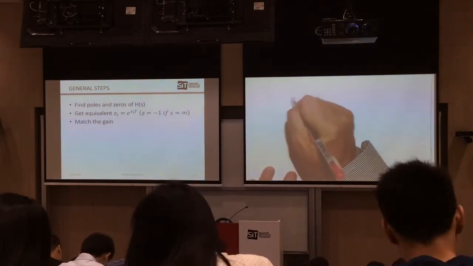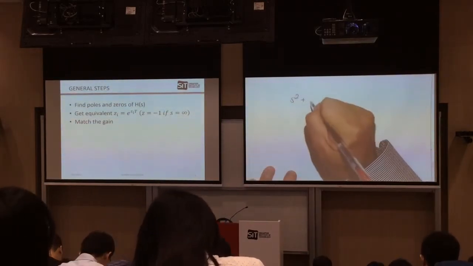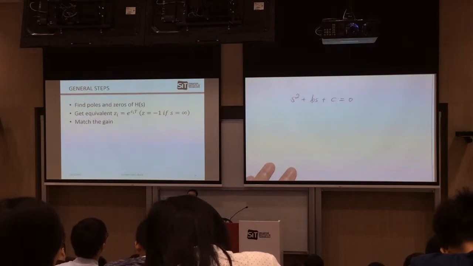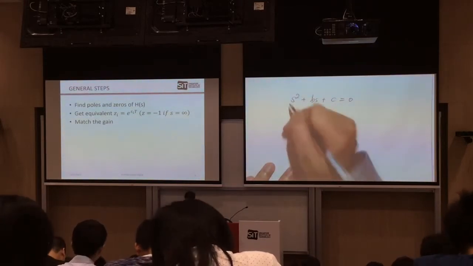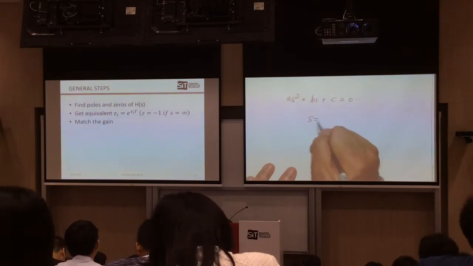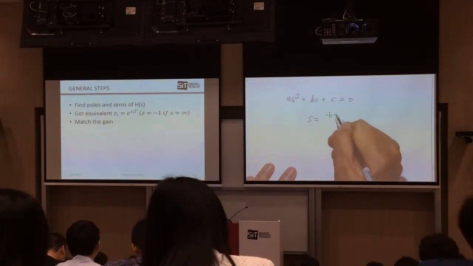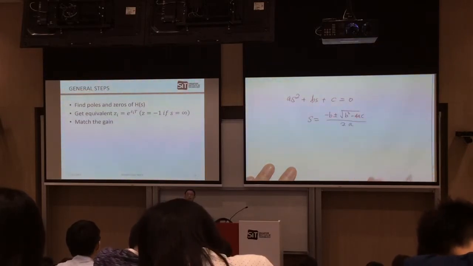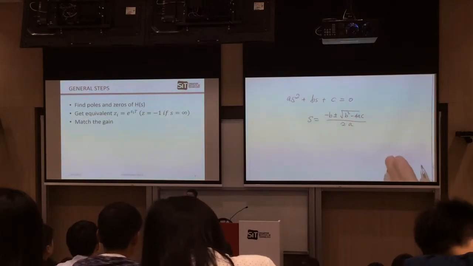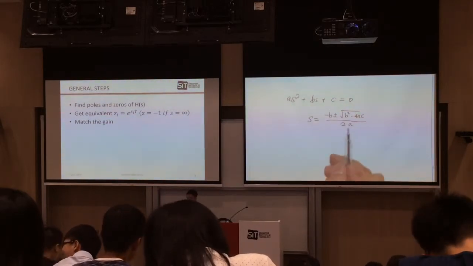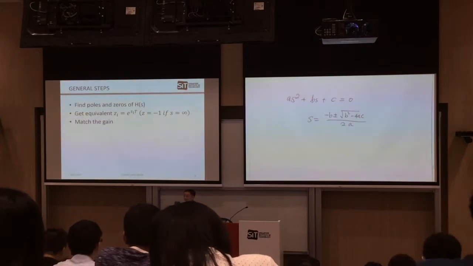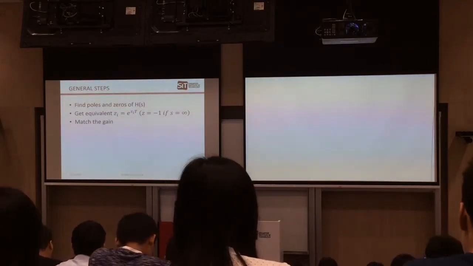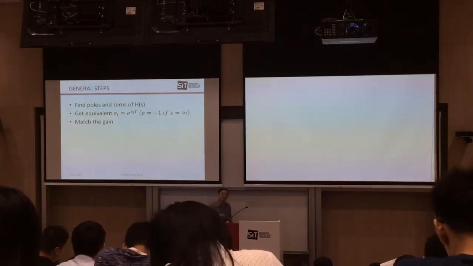For example, you have s squared plus bs plus c equal to 0. Are you able to solve this one? Do you still remember the general solution? It means this is equal to a. S should be equal to minus b plus minus square root of b squared minus 4ac, divided by 2a. Sorry, this one is a, right? And this one is b, correct? Something like this over here. You know what I'm talking about, right?